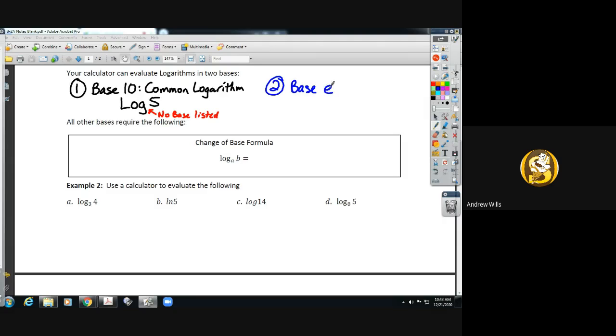The other base that your calculator knows how to do is base e logarithms, which are known as natural logarithms. Notation there would be ln of 5. Okay, again, it's not going to show a base because it's a natural log. When we see ln, that's a logarithm with base e. Now, if you look at your calculator, those two buttons, log and ln, are located directly next to the 7 and the 4 on the keypad. Okay, those are the only two logarithms your calculator can do directly: base 10 and base e.